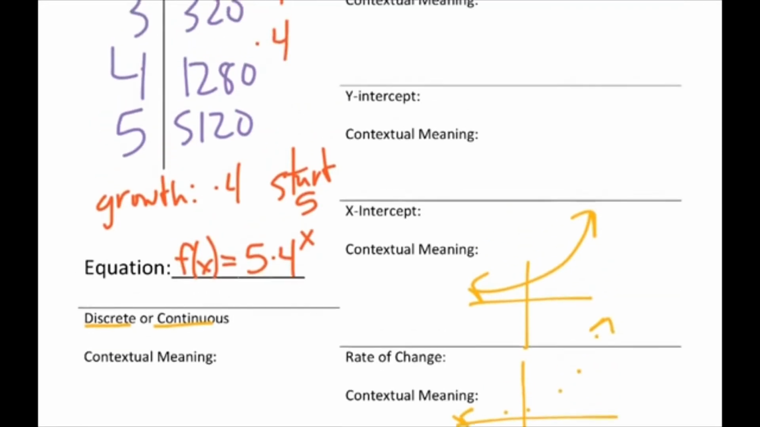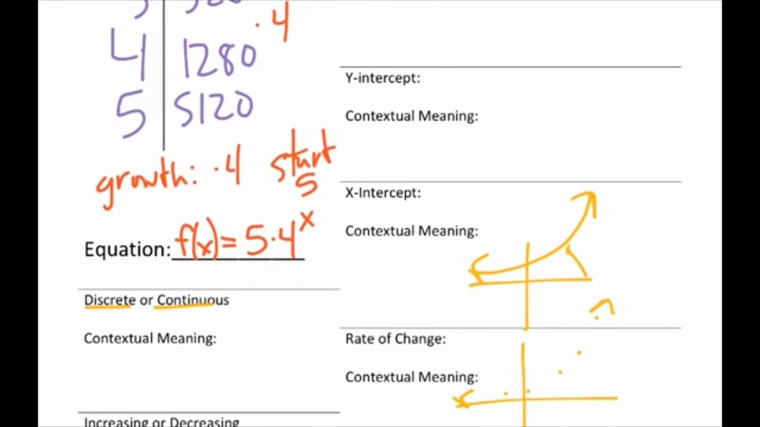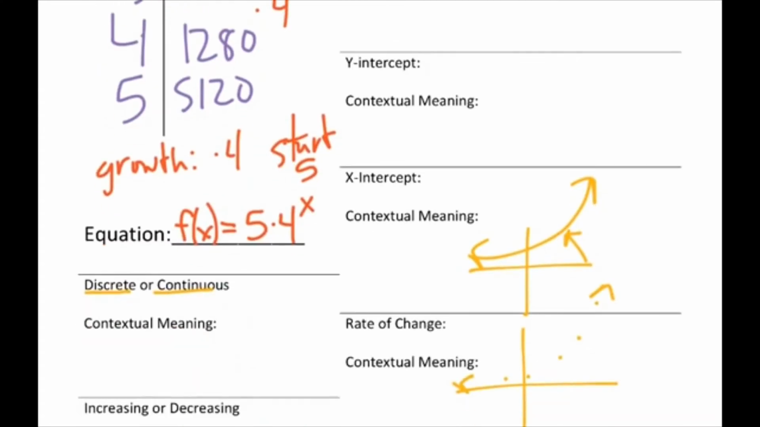So let's think about our context. Am I going to have in-between pieces here? Are we going to have a half of a zombie? We could have half of a day, and maybe we could have like 16 zombies, which would be in between there. But I can't have half a zombie. So I would most likely call this discrete.